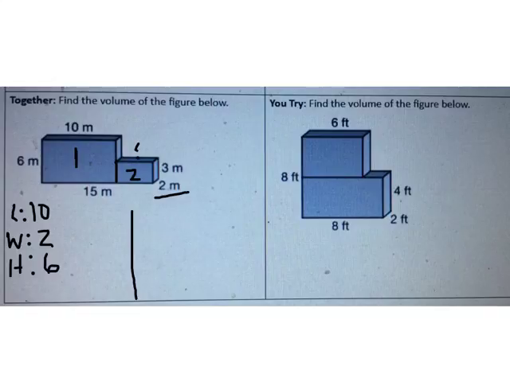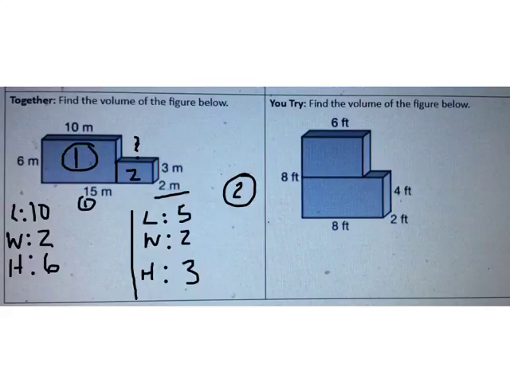I need to know the length of the second one. If the total length is 15 and I've already used 10, what's the remaining length? It's 5. The width is still 2, and the height is 3.